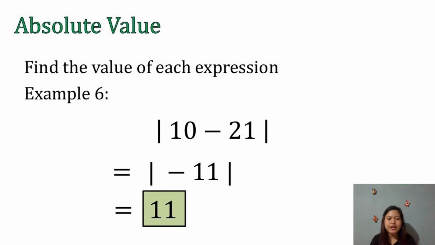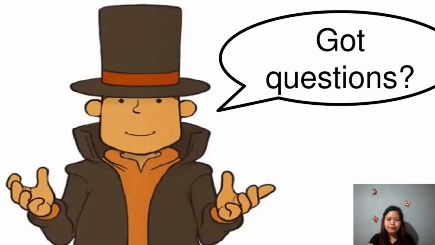Okay, if we have here this one, the absolute value is on the outside. So 10 minus 21, or the absolute value of 10 minus 21. First, we subtract, and then we get the absolute value. So we have there 10 minus 21, that's negative 11, and then the absolute value of negative 11 is 11.